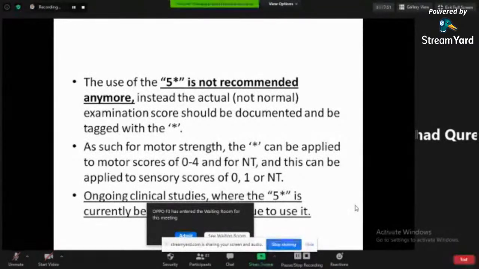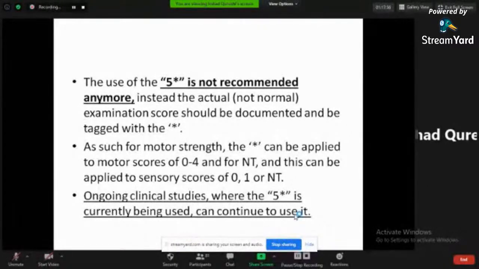But if you're starting your research studies using the ASIA Impairment Scale or the ASIA International Standards for Neurological Classification, now onward, after the 2019 revision, it is not recommended to go ahead with this consideration or hypothetical consideration for non-SCI condition.